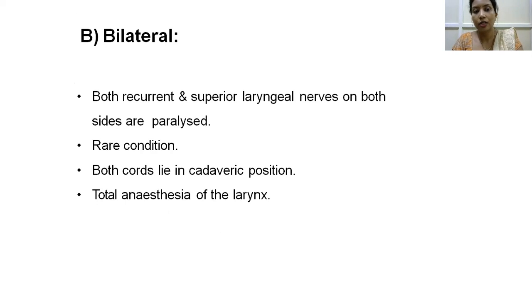Then there is a bilateral vagus or a bilateral complete laryngeal paralysis. That means both the superior and recurrent laryngeal nerves on both the sides are paralyzed. This is very, very rare. It does not happen very usually. It is a very rare condition. We see that both the cords are in cadaveric position, very away from each other, huge glottic chink, and there is total anesthesia of the larynx. So this is a perfect combination for a very bad case of aspiration, leading to aspiration pneumonias.